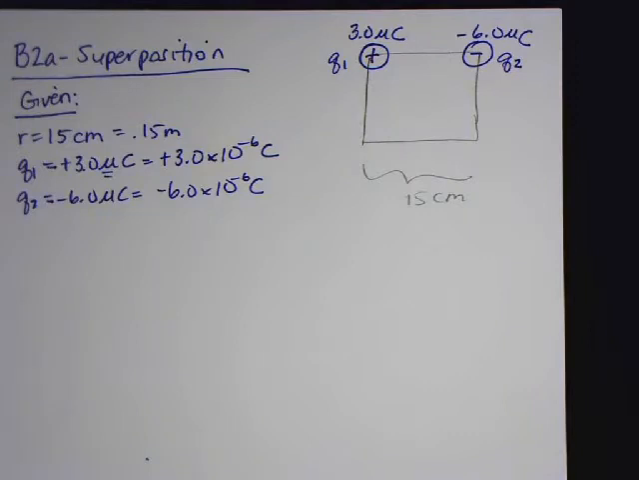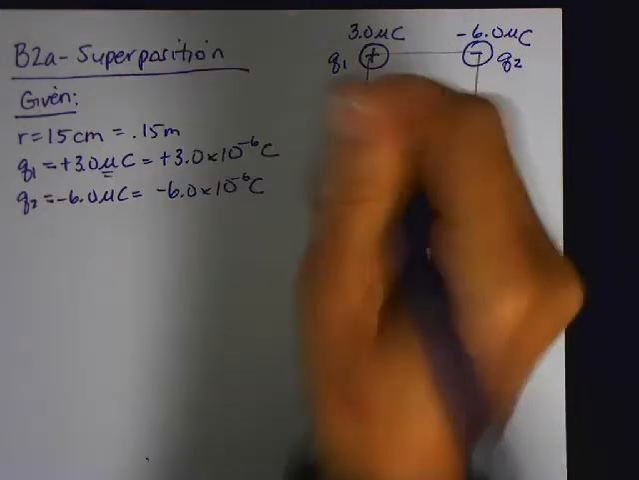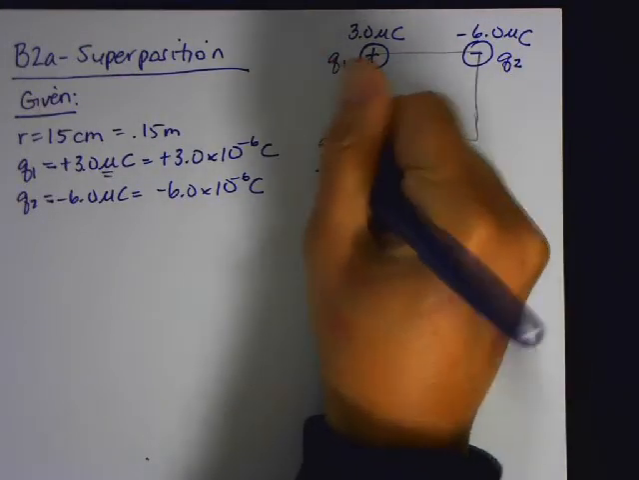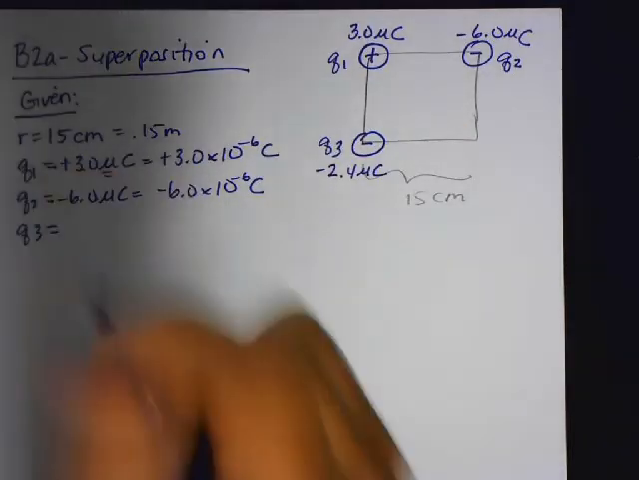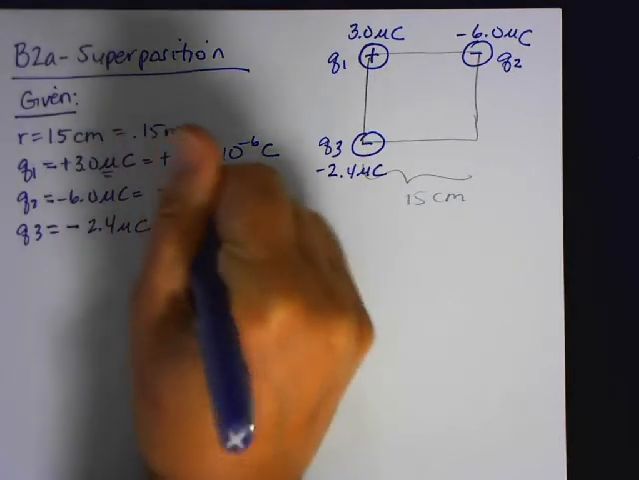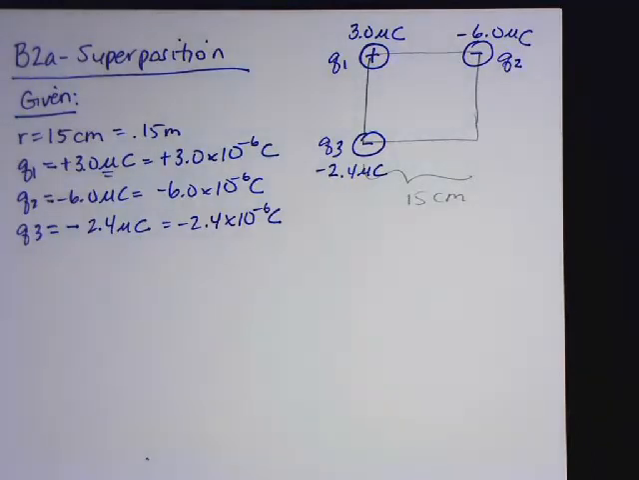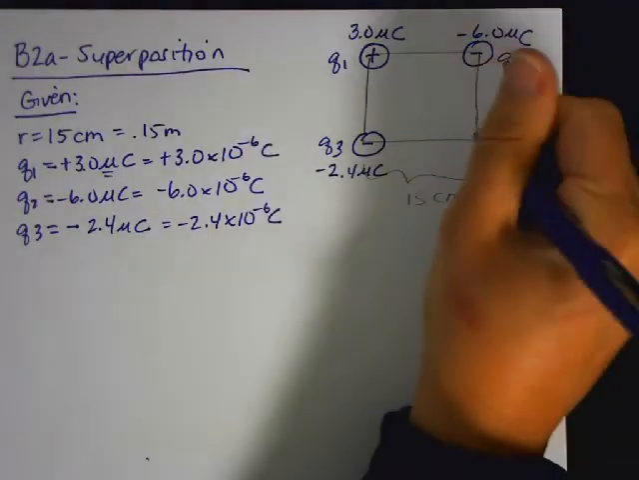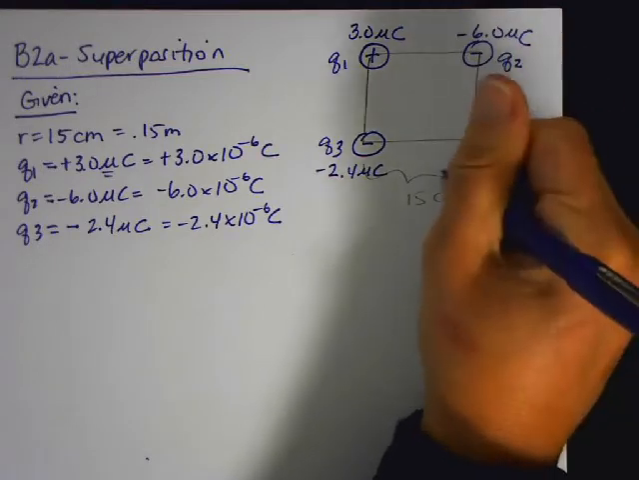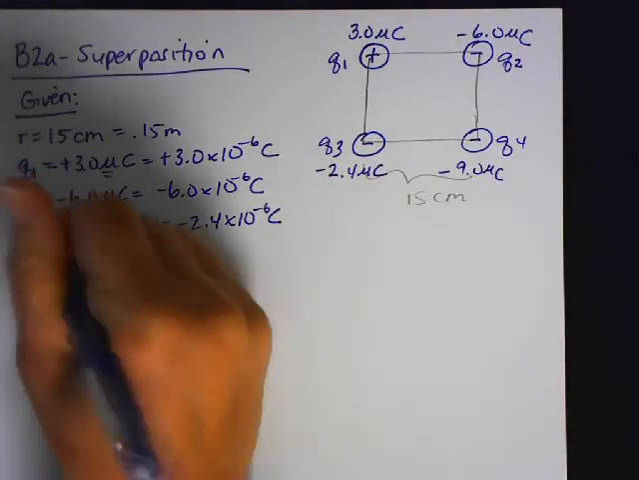The charge at the lower left is minus 2.4. So this one is negative 2.4 microcoulombs, and I'm going to call this one Q3. And the charge in the lower right is negative 9 microcoulombs. So this one is also negative. This one I'm going to call Q4, and this is negative 9 microcoulombs. And now I'm going to put this in my given.